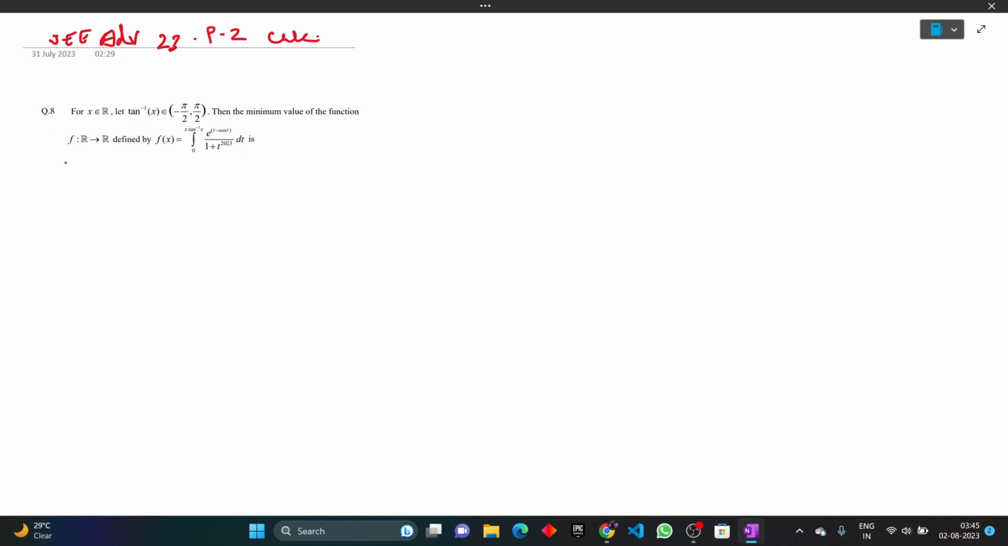To calculus, question number 8. Again, an easy question. All we had to do was differentiate in this question. In this question, they've said that for x belonging to the real numbers, tan inverse x belongs to minus pi by 2 to pi by 2. Then the minimum value of the function defined by f(x) is equal to this.